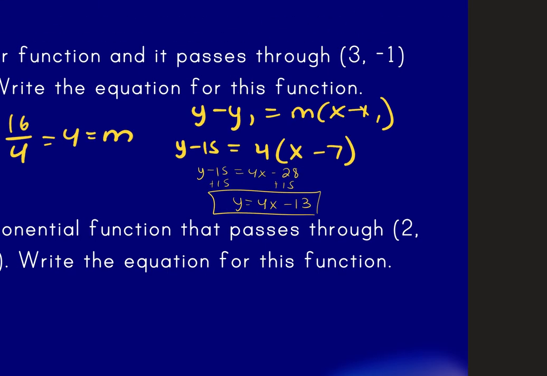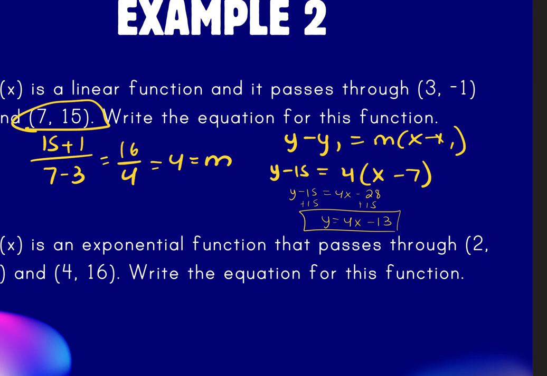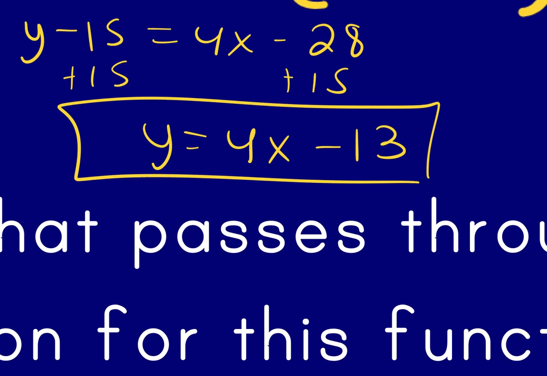So the only difference is, what is it asking for? What does it say at the beginning? f of x, right? f of x is a linear function, which means the only thing I have to do is change that y to f of x because we know it's a function.